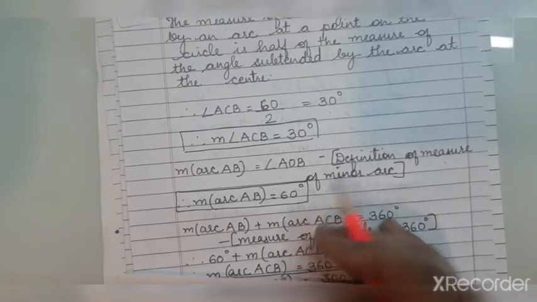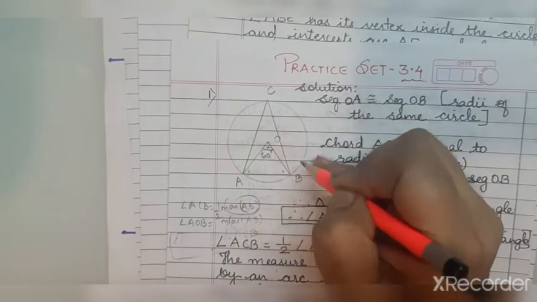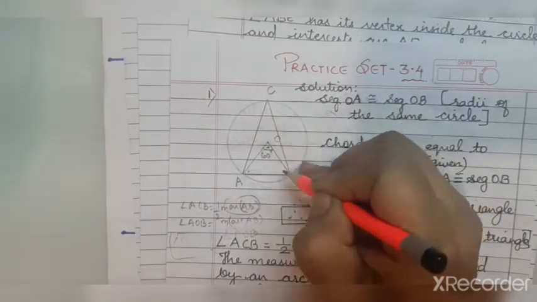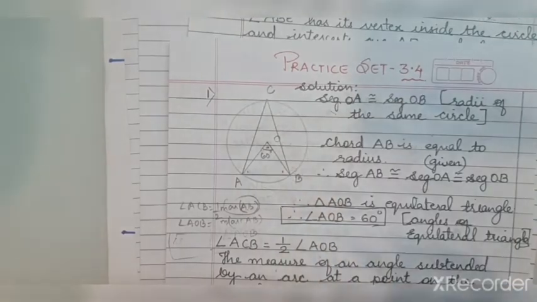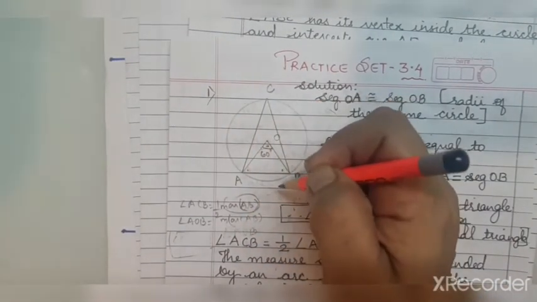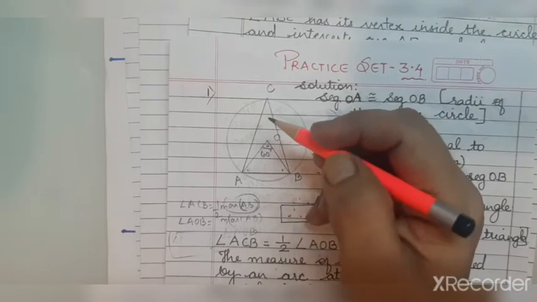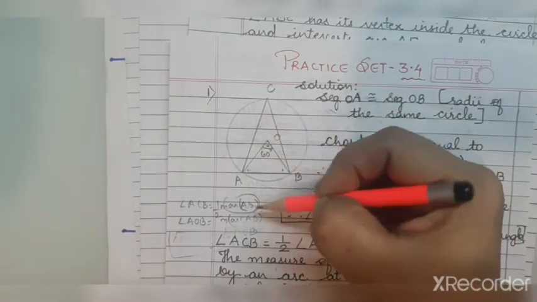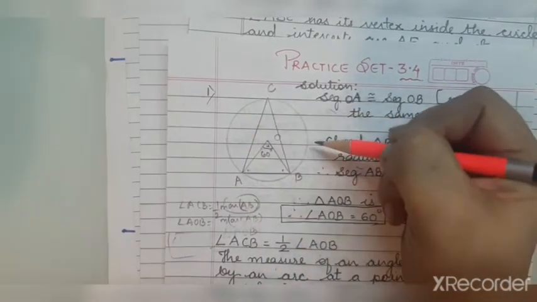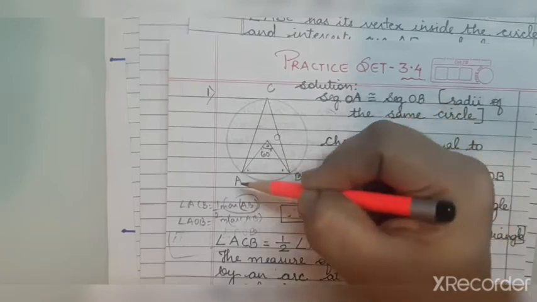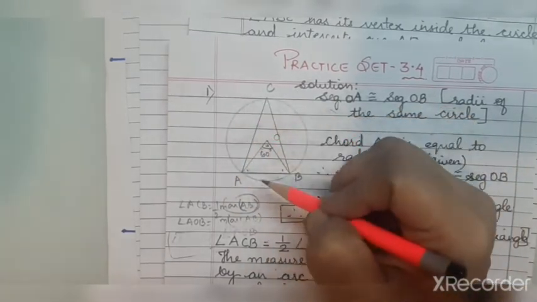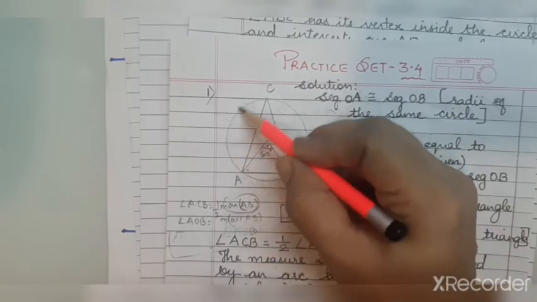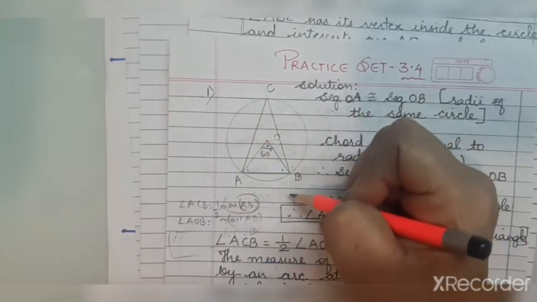And the fourth one is we have to find the measure of arc ACB. Look at ACB. It's a major arc. Now, how can we get this major arc? Again, in the definition of major arc we have studied that it is the measure of the circle, that is 360, minus the measure of the minor arc. We know the minor arc is 60. So 360 minus 60 will give you the measure of the major arc.